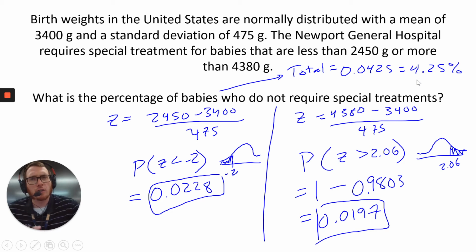Pay attention to your homework questions. If it says decimal or percentage, you may have to multiply by 100 to make sure it's a percent question as opposed to the decimal.